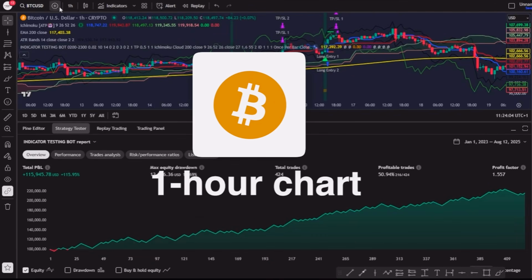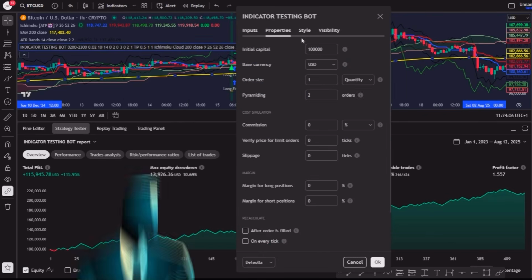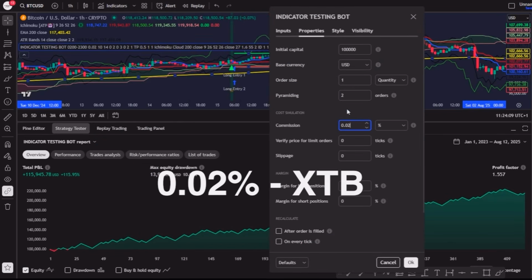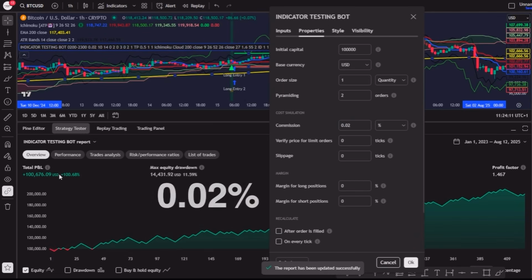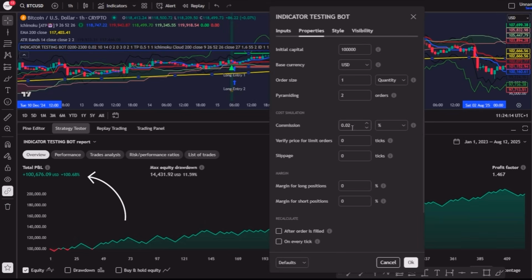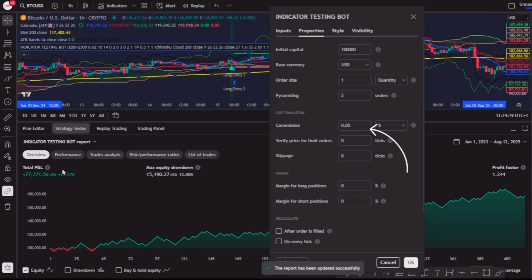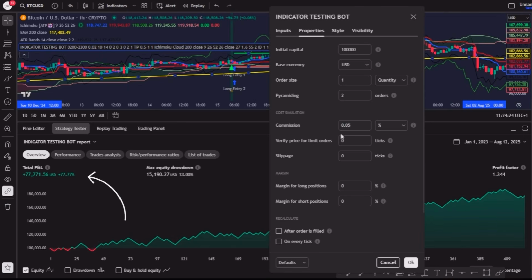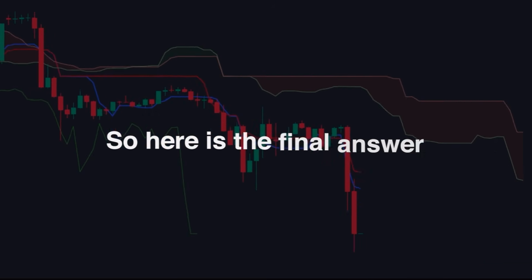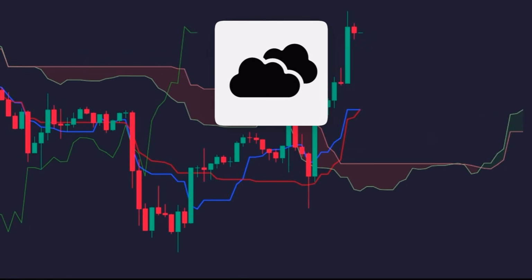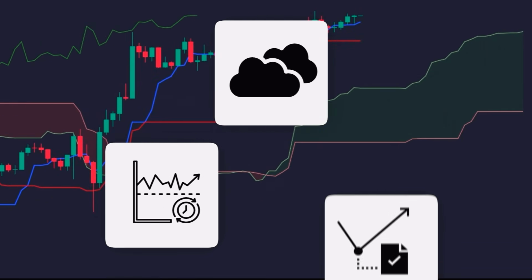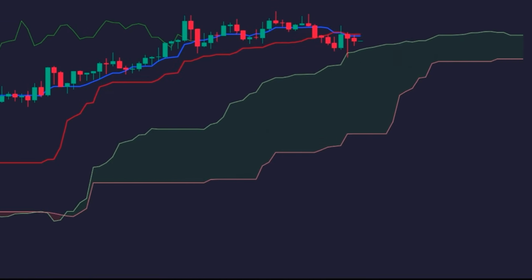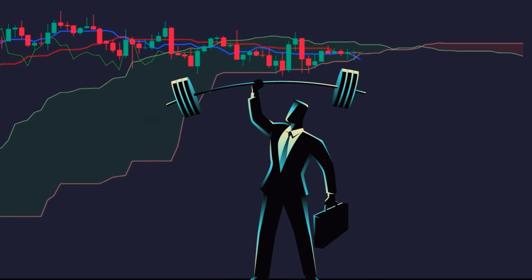Taking Bitcoin on the 1-hour chart as an example, even with my broker's commission of 0.02% at XTB, we get a 100% profit in 2 years. If I increase the commission to 0.05%, which is closer to the average of other brokers, we still get a very strong 77% return. So here's the final answer: the Ichimoku Cloud is not the best tool for scalping or short-term day trading, but on higher timeframes it is a powerful trading system.